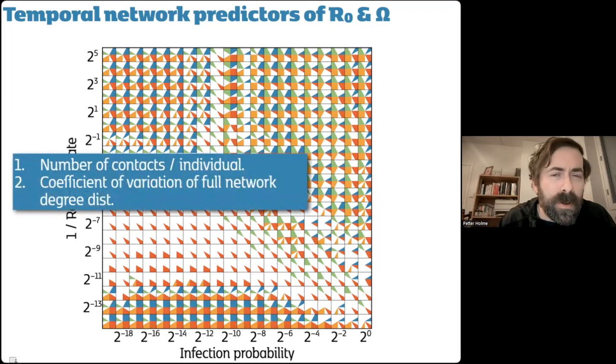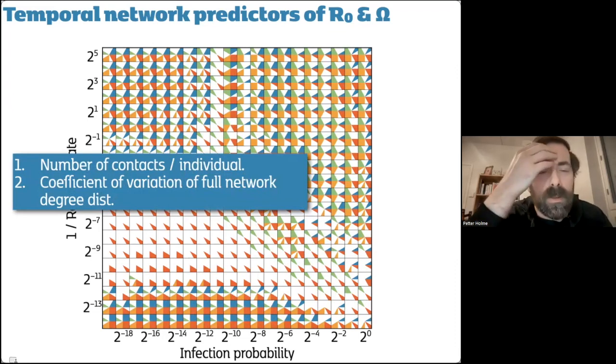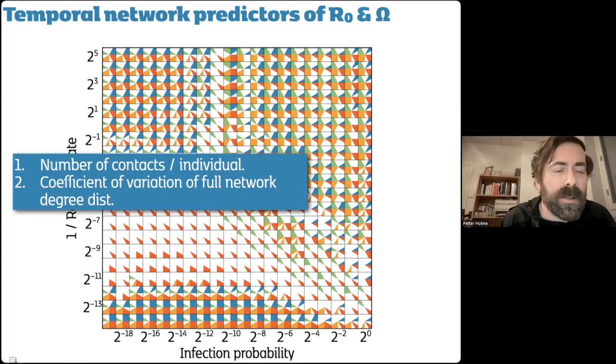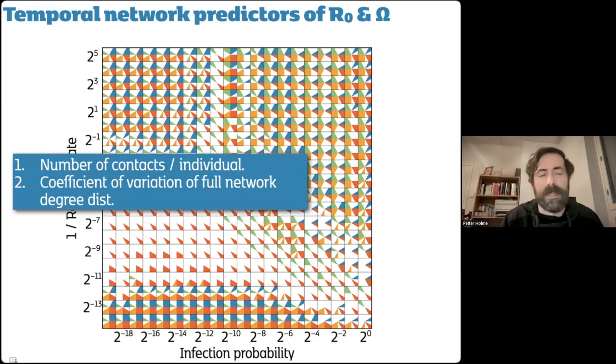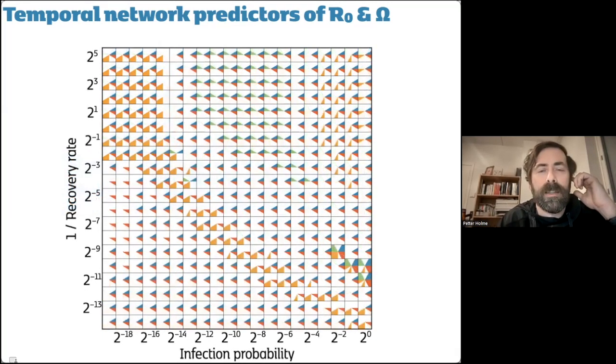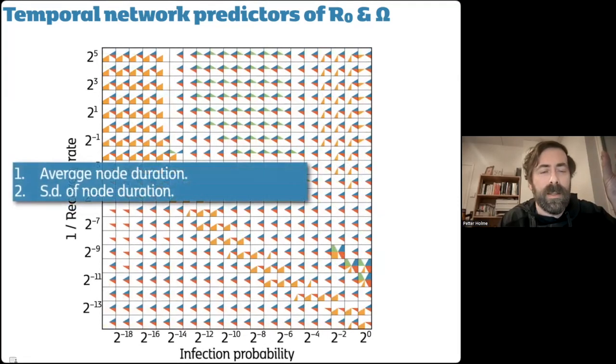This is, I think, showing what features predict the value. The most important, almost trivially, is the number of contacts per individual, how many contacts you have with others. The second one is the coefficient of variation of the network degree distribution, essentially how skewed, how broad, fat tailed the degree distribution is, which is also a bit of an expected result. This is for predicting R naught, but for predicting the deviation between R naught and omega, then there are temporal things. So this is the correction factor to understanding the outbreak size.